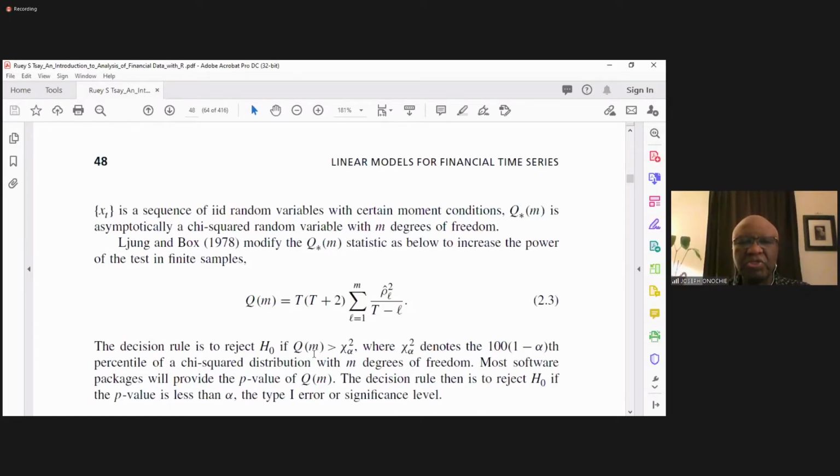All right. So if the number you calculate from the sample is larger than the number you pick up from the table, the critical value, you reject the null hypothesis that all the autocorrelations are jointly 0. If the number you calculate from the sample is smaller than the critical value, then you do not reject the null hypothesis.